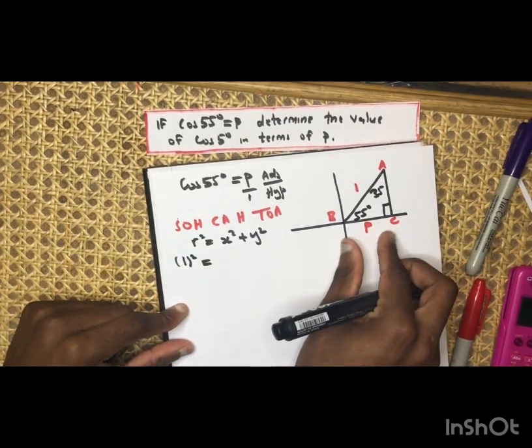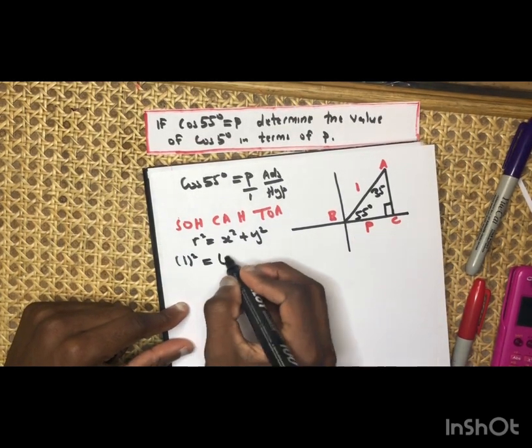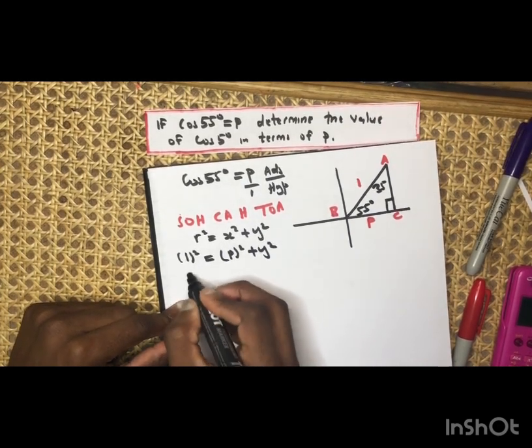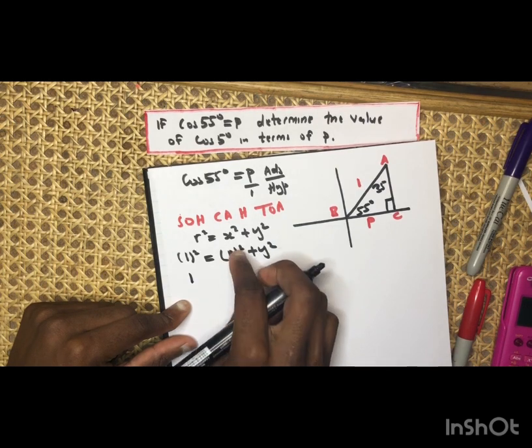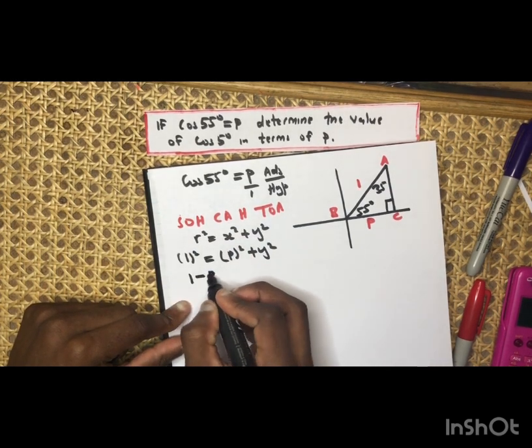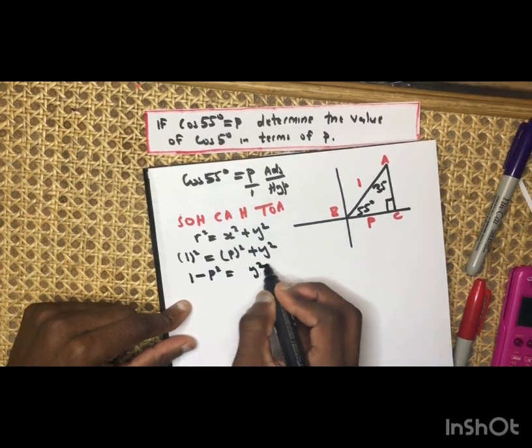Your x is this side, which is BC, which is p. So I'm going to have p squared plus y squared. Then 1 squared is 1, and p is going to be p squared. Then you transpose p squared to this side. Then you are going to have 1 minus p squared equals y squared.